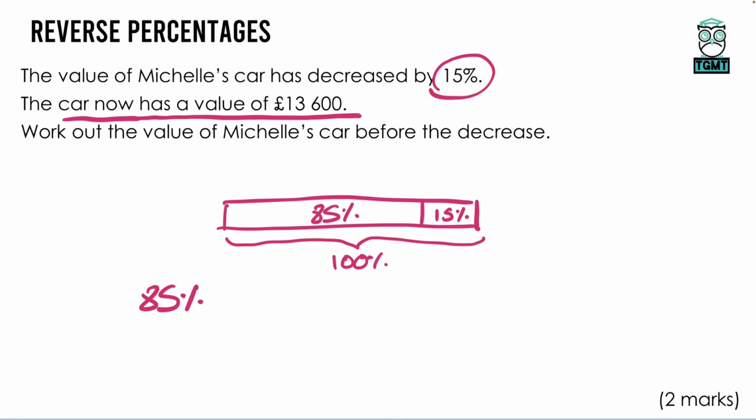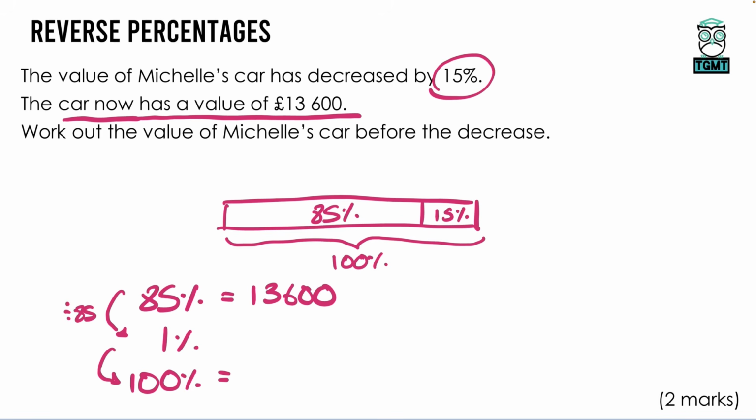So 85% is equal to 13,600. We want to get back to the original 100%, and because we're using a calculator for this, we can divide down to 1%. We can do that by dividing by 85 and then just timesing by 100, and that's going to get us to that original 100%. We can type that in the calculator. So divide by 85 gives us £160, and then times by 100, and that gives us £16,000, and that is our final answer there.